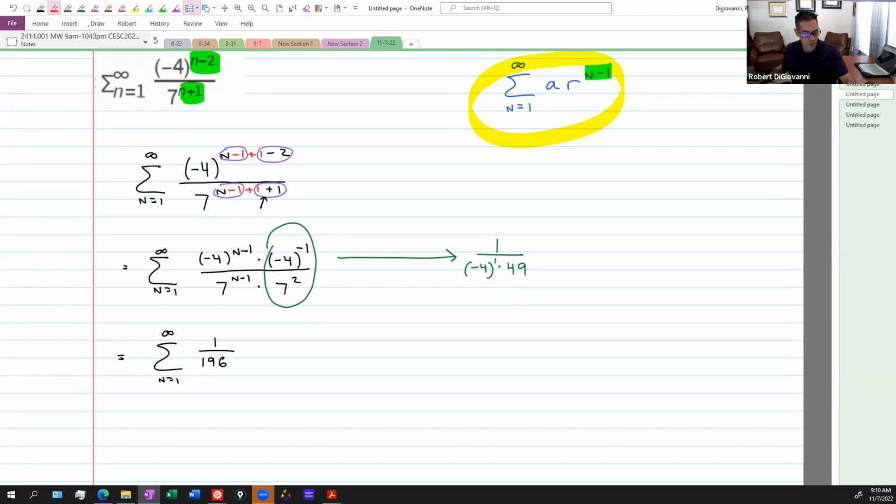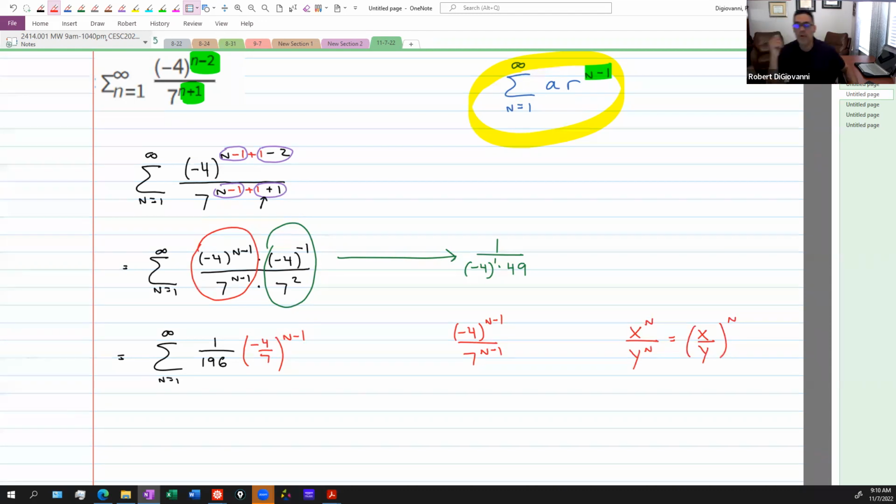And then, very important, this part right here, since they are both now raised to the n minus 1, both the negative 4 and the 7, what I can do is rewrite that as -4/7 to the n-1. And that's because of properties of fractions, right? If you did -4 to the n-1 over 7 to the n-1, you can rewrite it by putting the fractions together. It's this property, x to the n over y to the n equals x over y to the n. I'm just using that property right there from exponents.